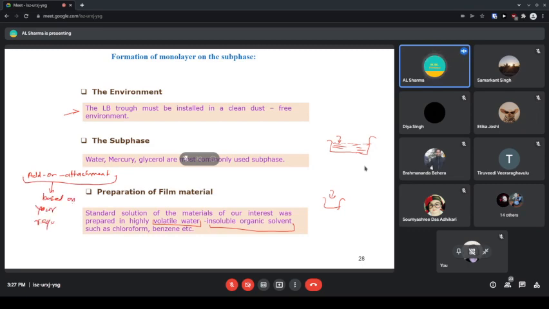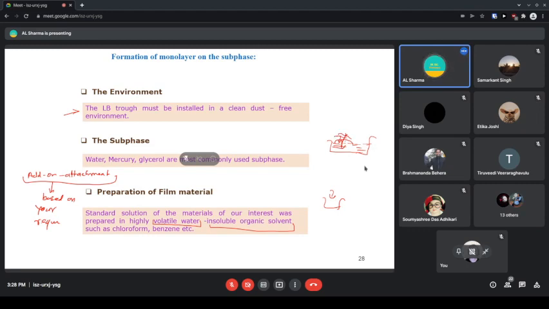but in this LB technique, these attachments are not there. Only this trough is there, where you can put the solvents, over which you want to spread your material samples. And once you are dipping your substrate here, those materials are going to get attached over this substrate.